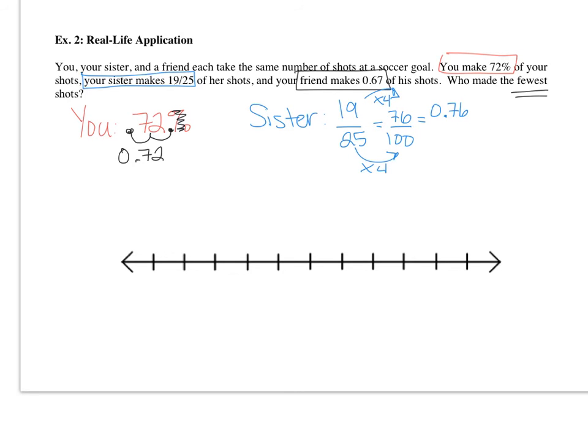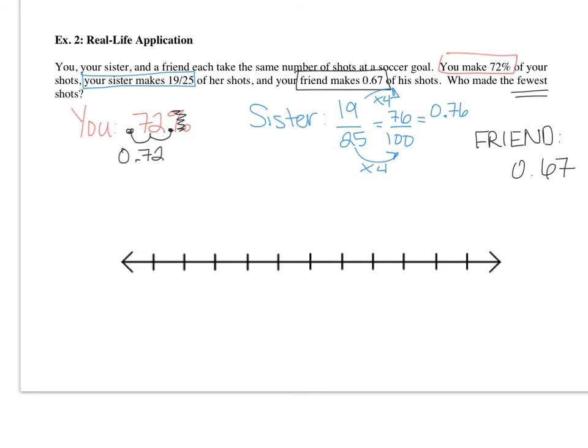And then the friend makes 67 hundredths of their shots. To compare and order these decimals, we're going to order them and place them on the number line. I also like to think about it as money. If you see something written like this and it's talking about money, this is 72 cents. This one's 76 cents. This one is 67 cents. And remember, we're trying to find the fewest.